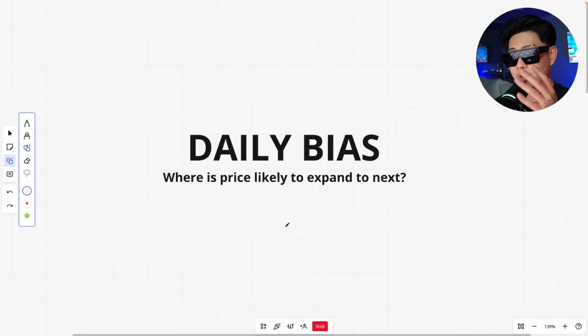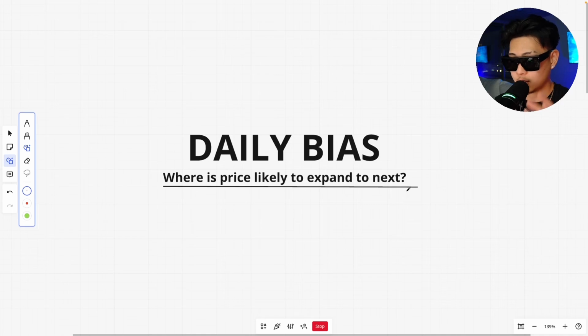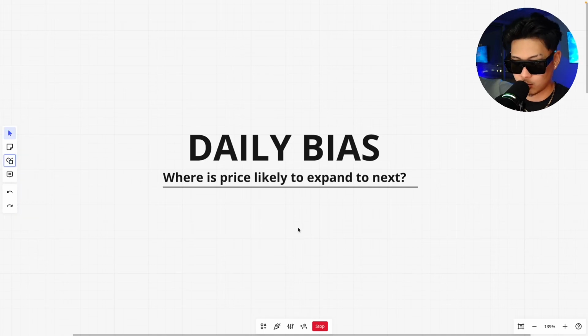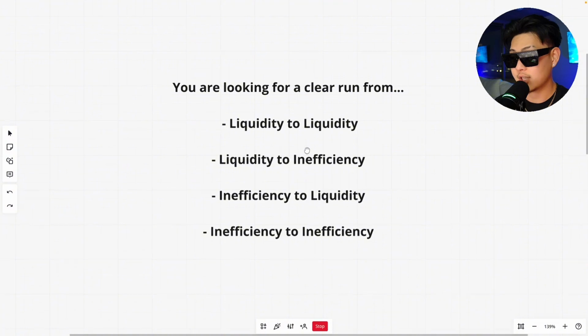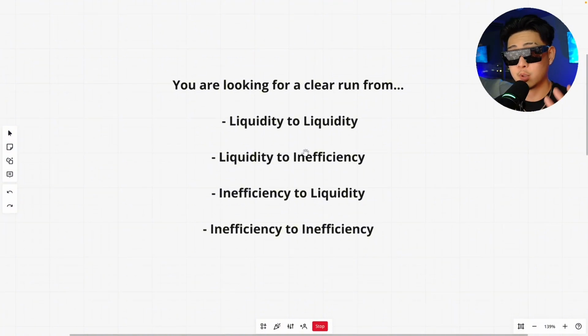So, when talking about the daily bias, the main question we are asking ourselves is where is price likely to expand to next? And this is going to act as our draw on liquidity or our target for that day or that session. So, how do we find this? Well, to understand where price is likely to expand to, we need to understand how price actually works. How does it go from place to place?